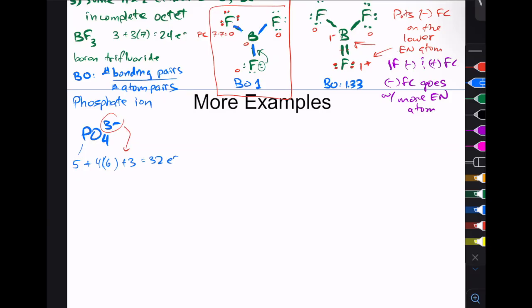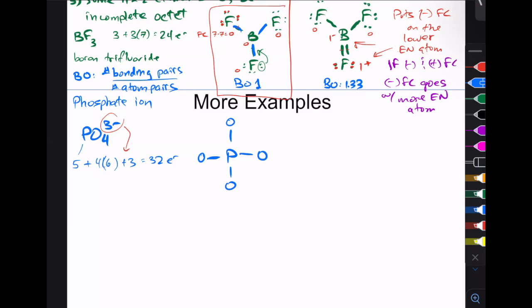So are we going to go linear or spokes on a wheel? Spokes on a wheel, and who's in the center? So we're going to put phosphorus in the center, surrounded by the oxygens. That gives us 4 bonding pairs. That uses 8 of our 32 electrons.